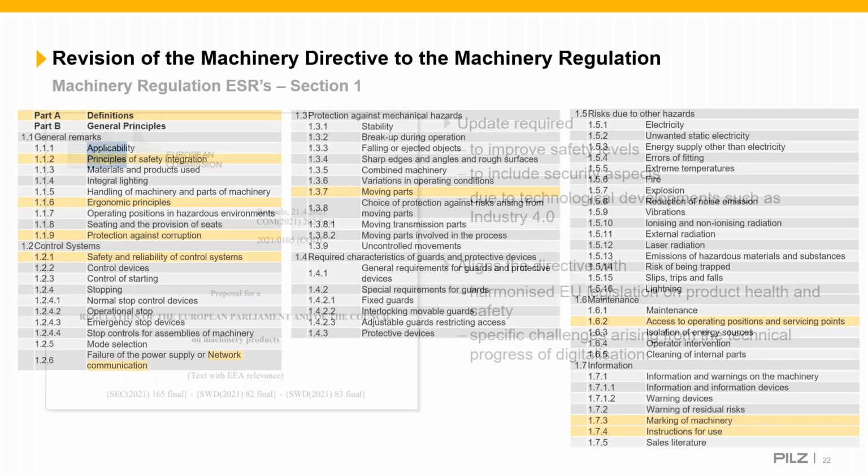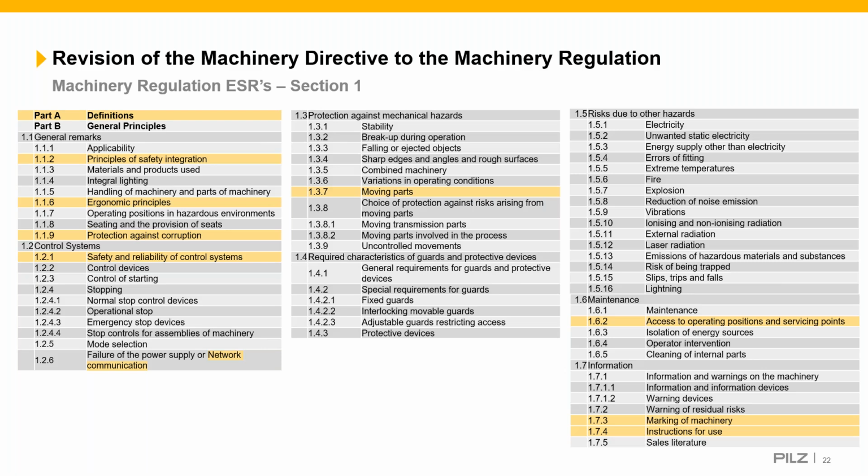And so I'm going to briefly mention here and just draw you to some of the little parts. If we look at section 1.1.9, we've got protection against corruption, so we just need to have a thought around that. 1.3.7 is moving parts and protection against those mechanical hazards. And 1.6.2 is maintenance, or how we can access service points and things like that. So more than likely there'll be guards and interlocks needed to get into those areas.